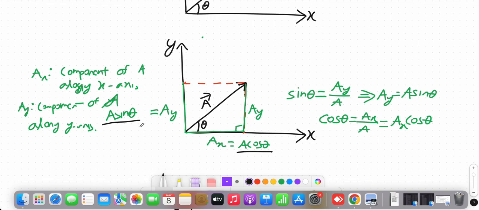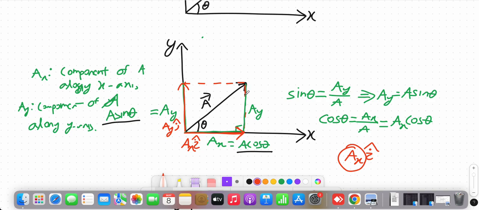Good. Now what is AX I cap? AX I cap is a vector whose magnitude is AX and whose direction is along x-axis. So this vector is called AX I cap. Similarly, AY J cap is also a vector whose magnitude is AY and direction is J cap.